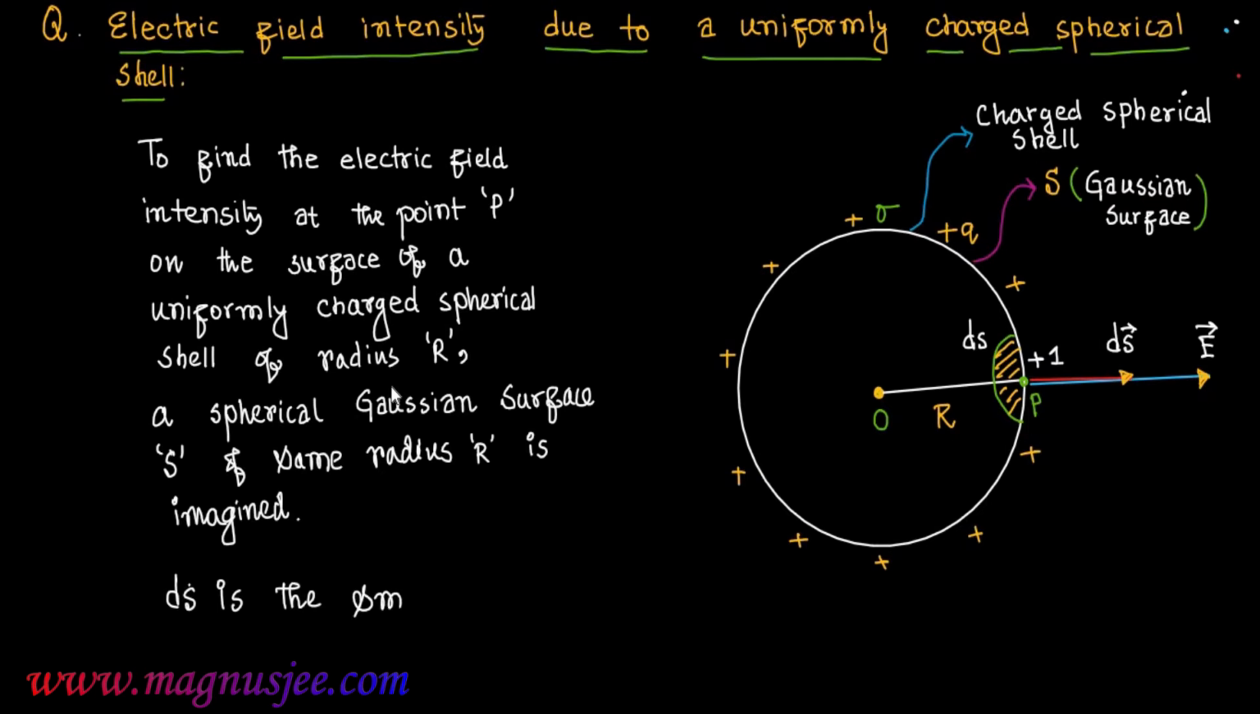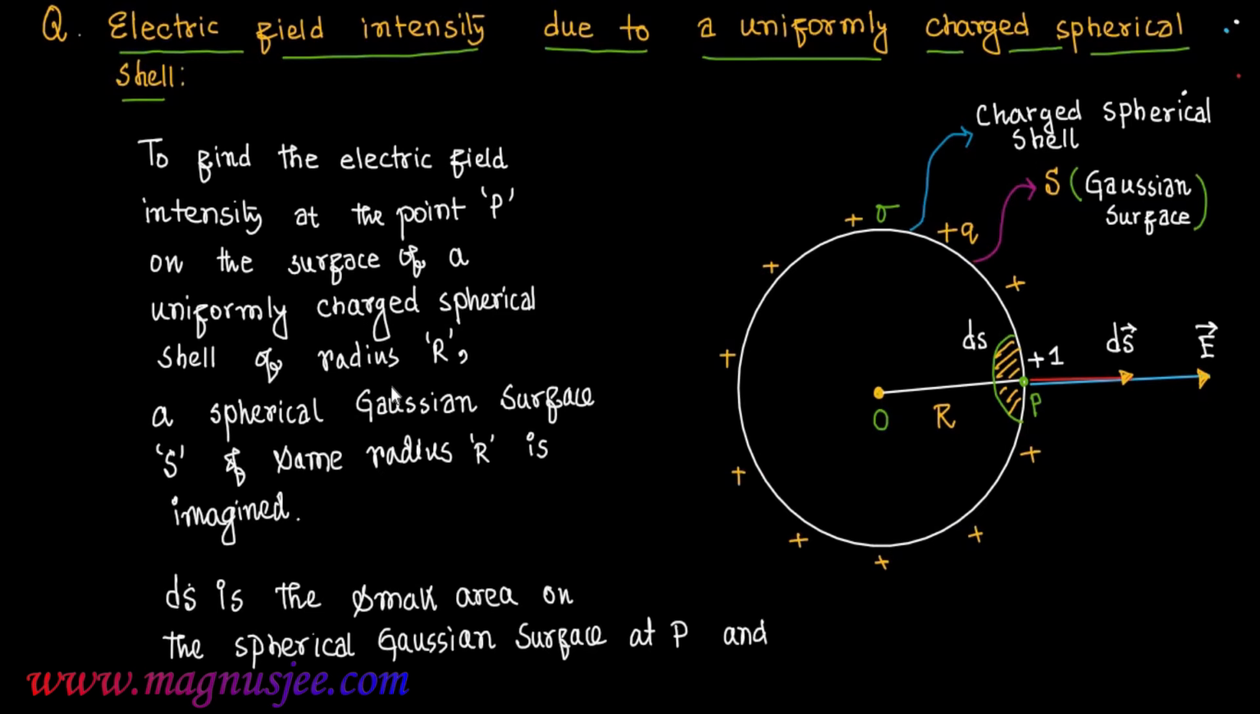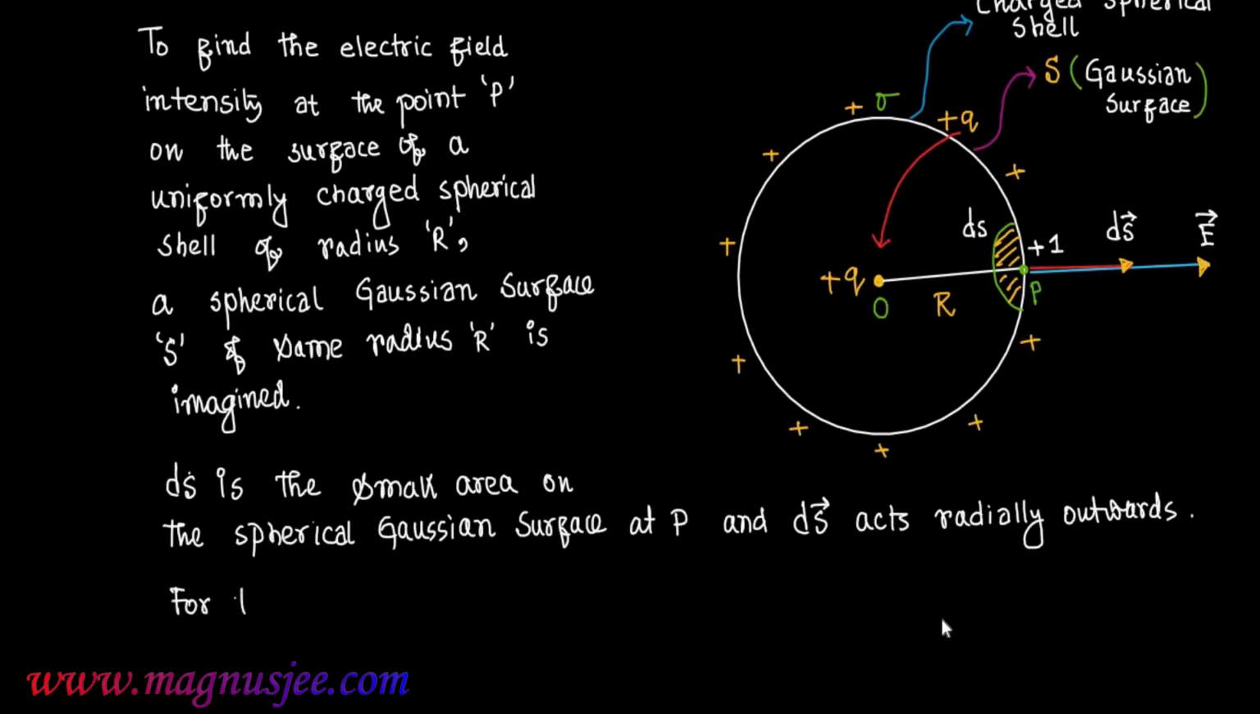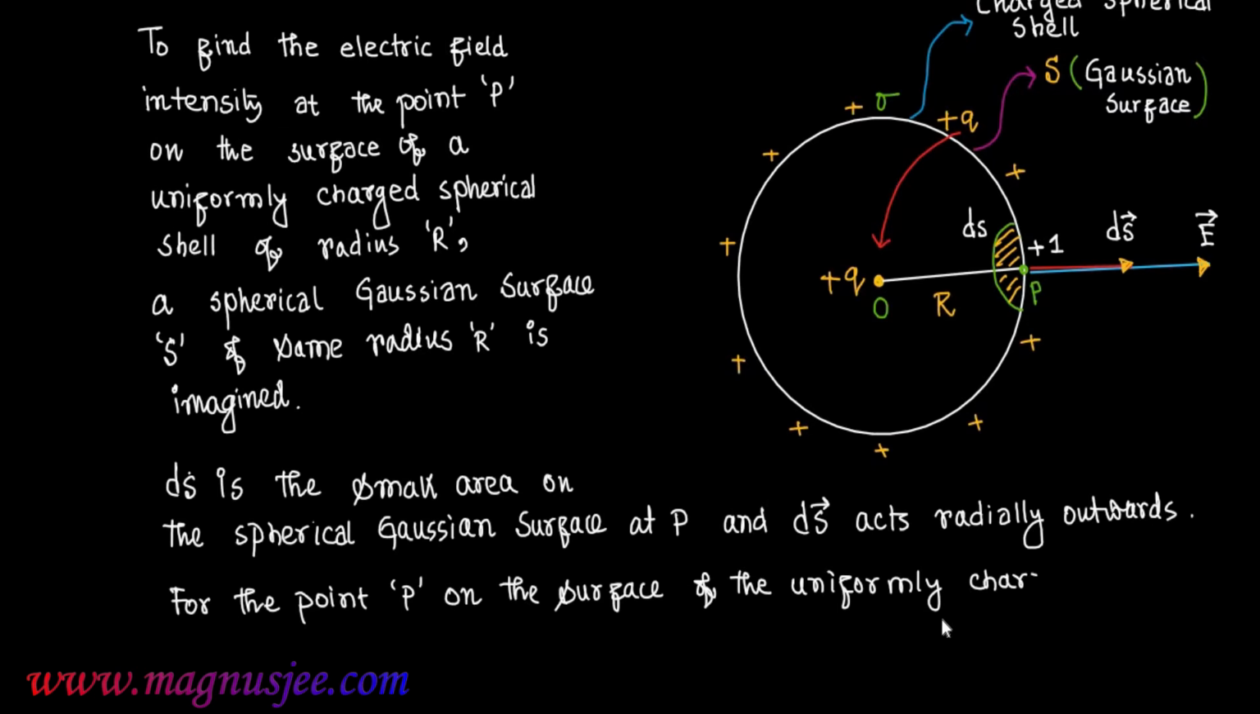Here ds is the elementary area, or the small area, at the point P on the surface of the spherical shell. ds is the small area on the spherical Gaussian surface at the point P, and vector ds acts radially outwards. That means this area vector ds acts radially outwards for the point P on the surface of the uniformly charged spherical shell.